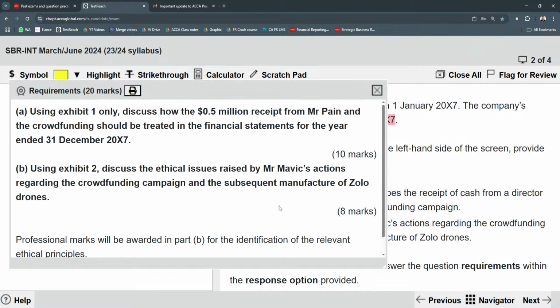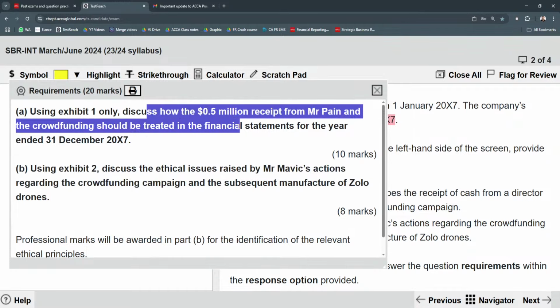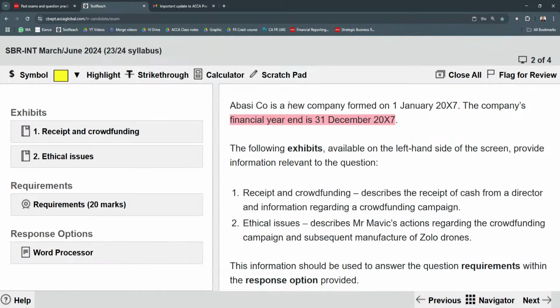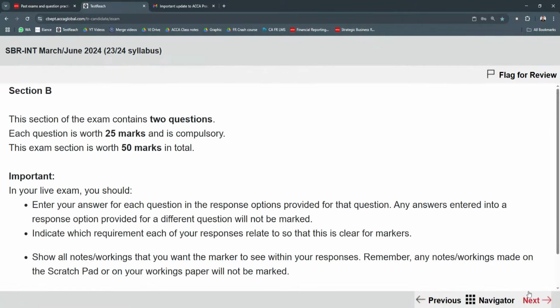Out of which 8 marks is a question on an ethical issue and 10 marks is a question on an accounting issue. Right? Now moving on to the next part. So here section A ends. Now comes section B, wherein again we will have 2 questions of 25 marks each. Total is 50 marks.